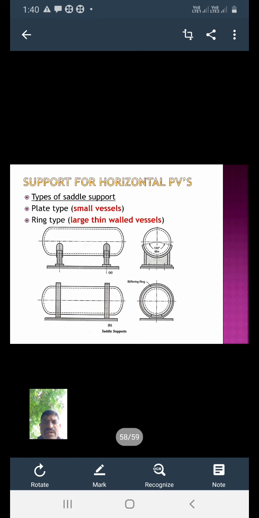If the thickness is very small, or for small vessels, then we use the plate type of support, and the ring type of support is used for large thickness walled vessels. Remember that. Thank you.